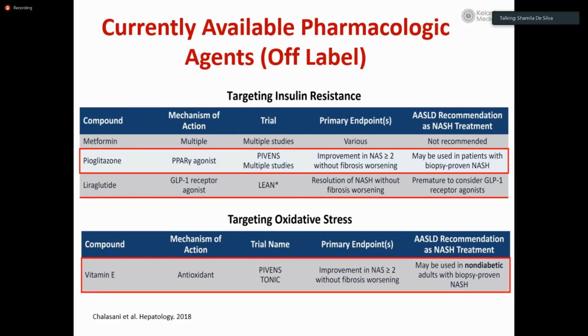So you have to explain the risks and benefits of taking this and tell the patient this is for short term until you get used to your lifestyle and achieve your weight loss targets, and we will remove the vitamin E once you reach those. Pioglitazone, of course, if the patient is diabetic, you might include pioglitazone in their anti-diabetic treatment. Liraglutide has shown some promise, but metformin has no effect on NASH.